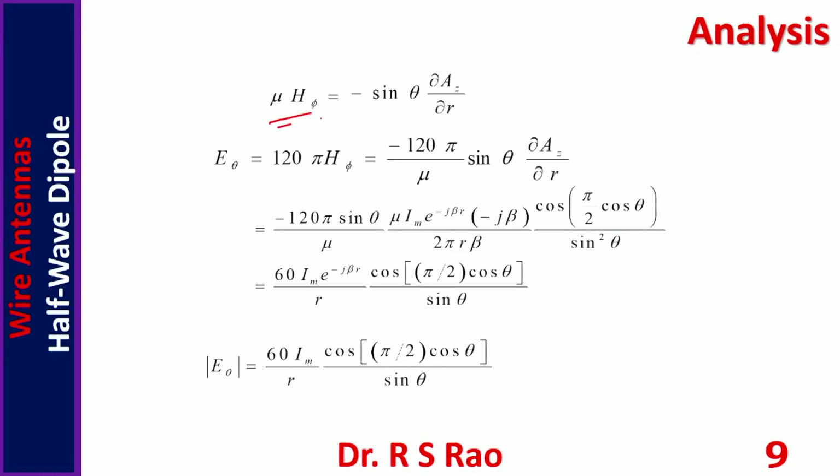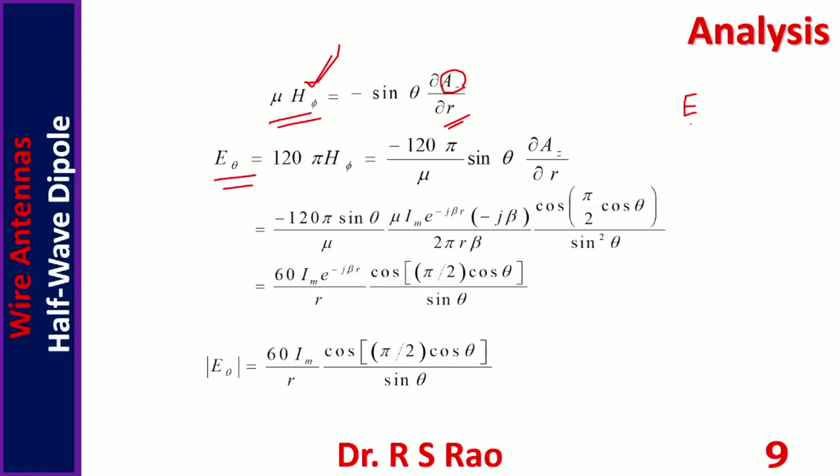Mu H phi can be found equal to minus sin theta dou Az by dou R. We have to substitute Az in this expression and perform differentiation. Then we get an expression for H phi. Once H phi is obtained, E theta can be found without any difficulty because we are computing radiation fields. Radiation is a TEM wave.